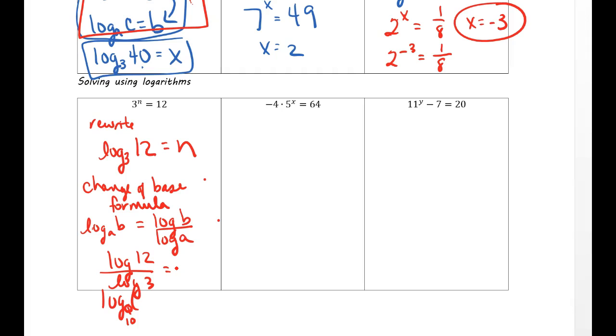So what I want you to do is make sure you close your parentheses, but grab a calculator and type log of 12 divided by log of 3, and it's giving me 2.26. This should make sense because if we come back up to the top, 3 squared is 9, and 3 to the third is 27, so we know it has to be somewhere between 2 and 3. So this does make sense, okay?